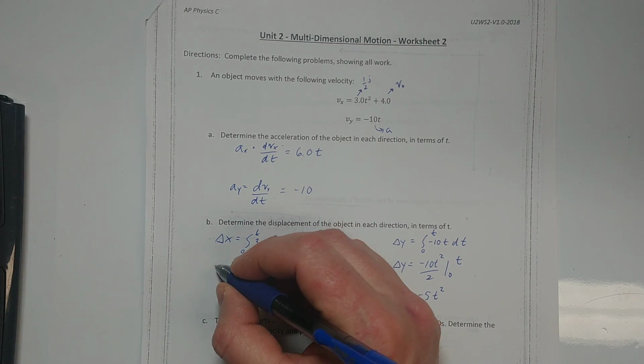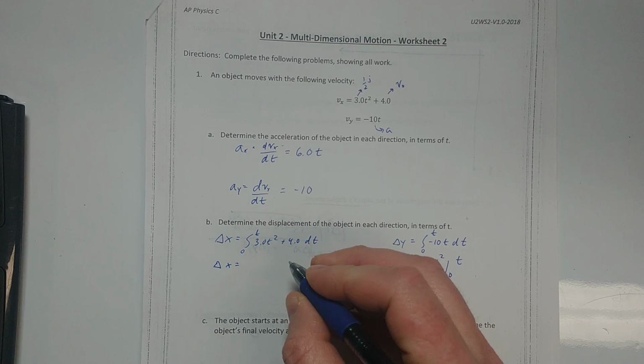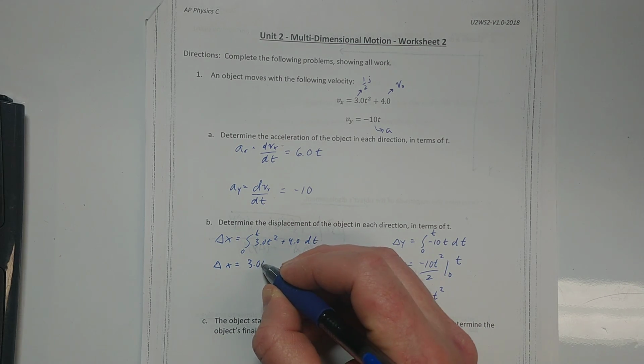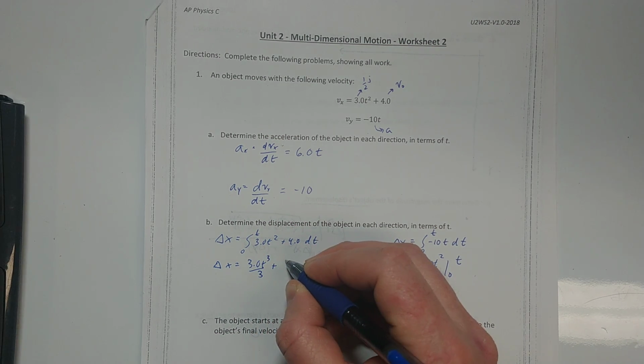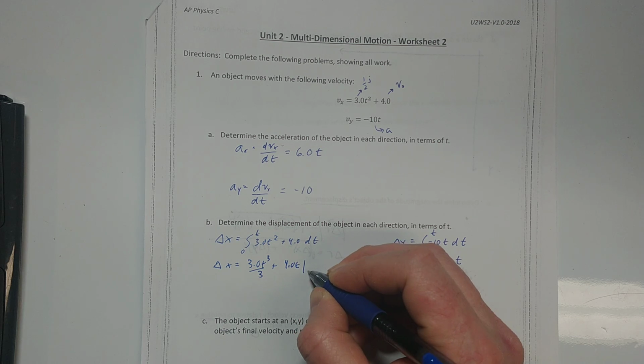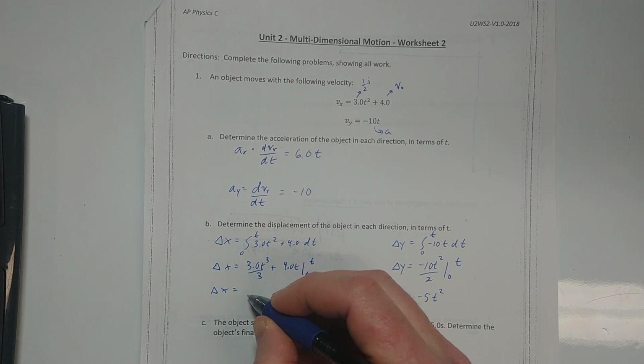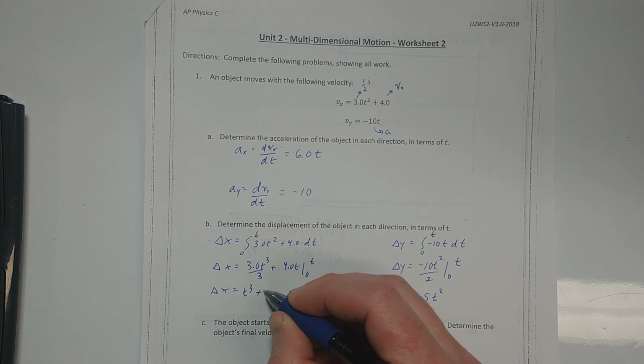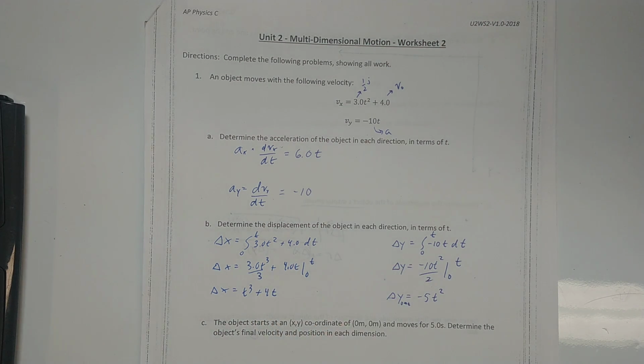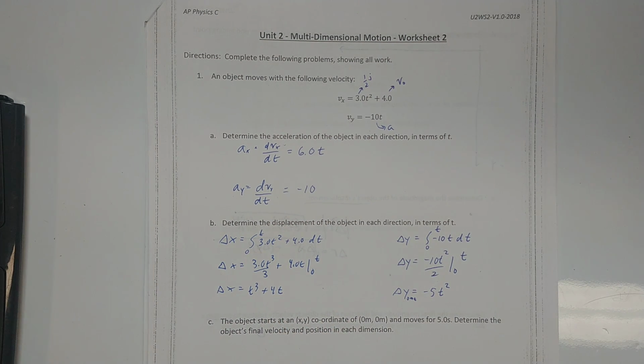So, delta x is the integral of 3.0 t squared plus 4.0, which is 3.0 t cubed over 3 plus 4.0 t evaluated from 0 to t. Well, delta x equals t cubed plus 4t. Alright, good enough.